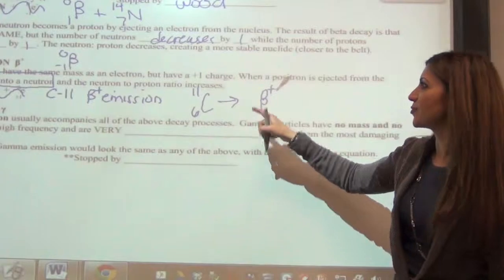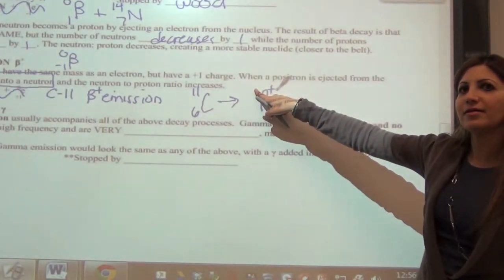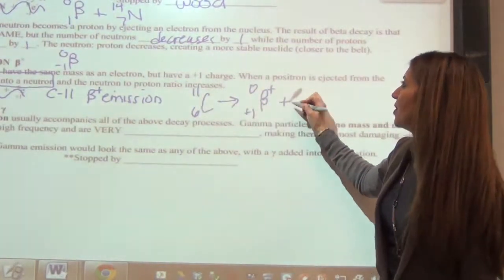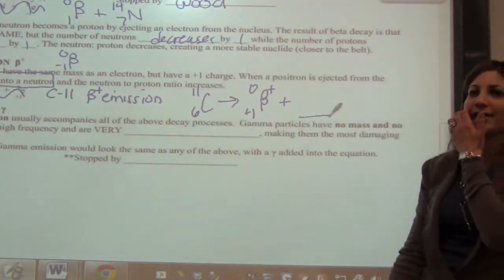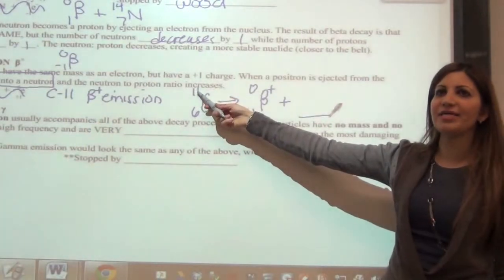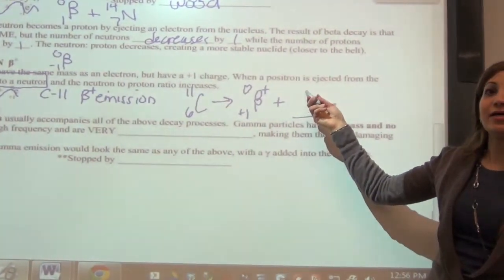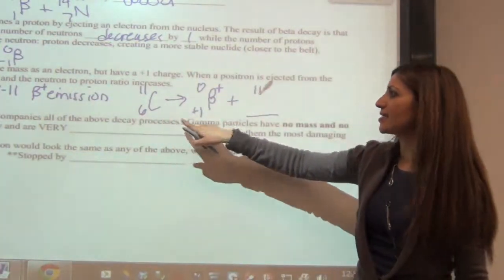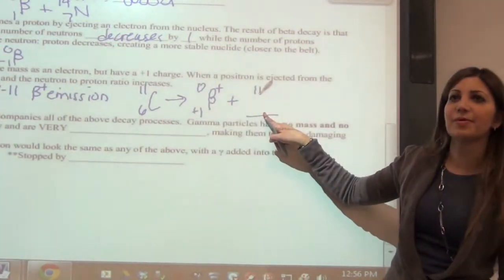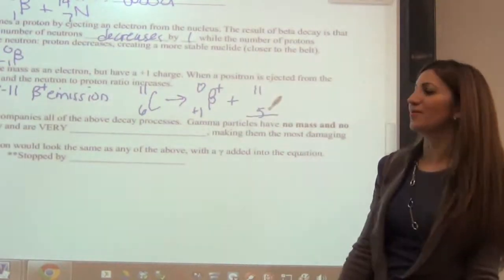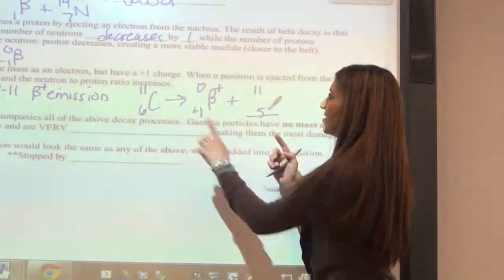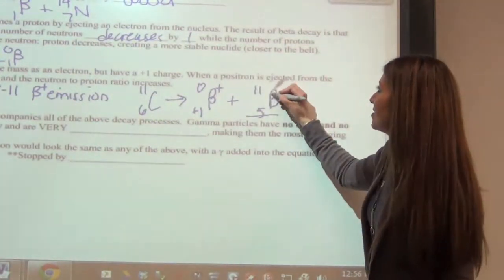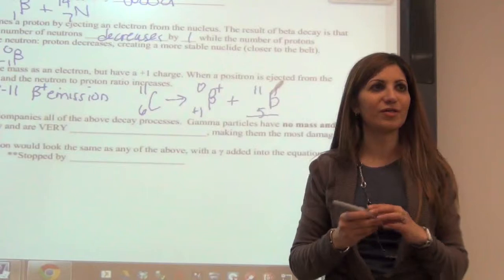We're going to do our beta plus, which is what number on top? 0. What number on the bottom? Plus 1. Perfect. Now we need to figure out what we're ending with. If the top number is 11 here, what's the number here? 11. It stays the same because that's a 0. The bottom number is 6. If that's a 1, what must this number be? A 5. Awesome. These have to equal the 6. So what element is it? Boron. Perfect. That's what it's going to be decaying into.